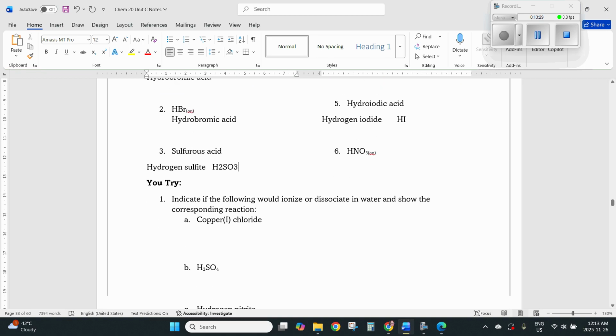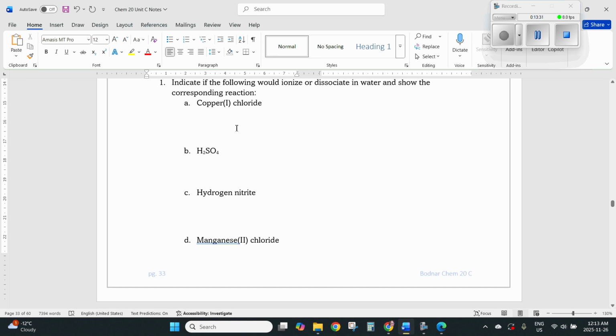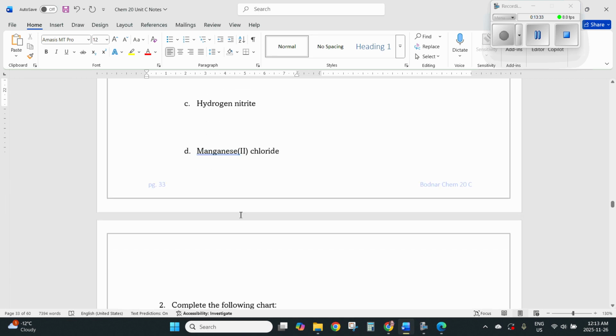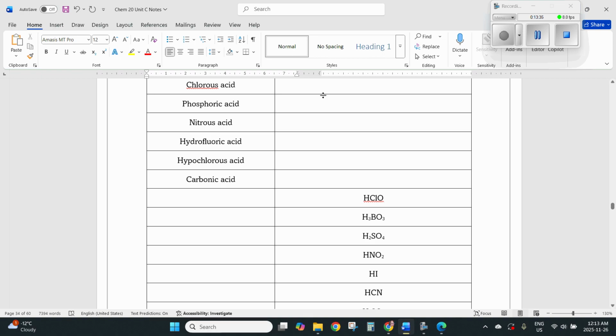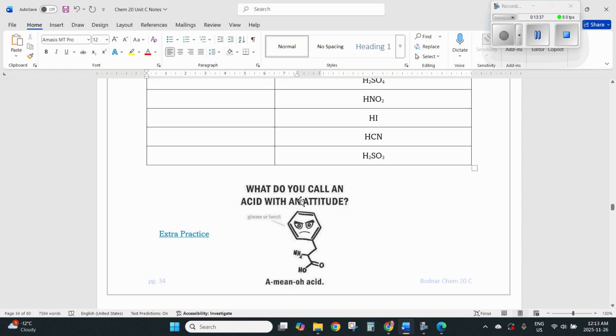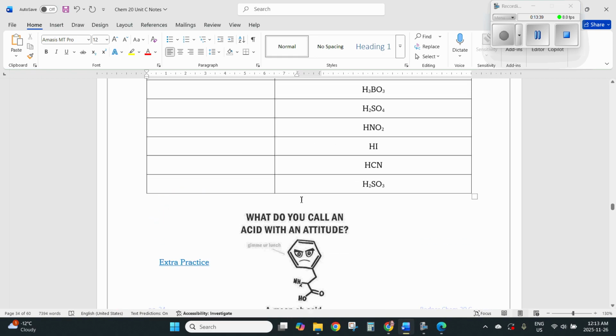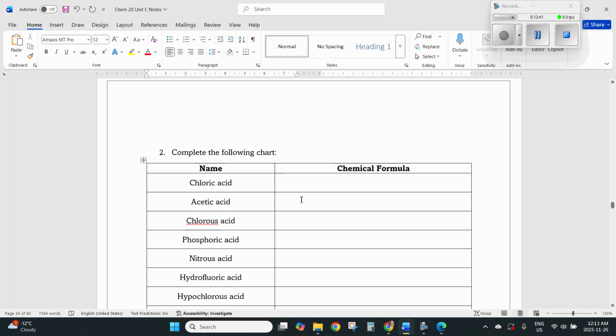You need to practice these. I will do these examples with you on Friday, but you need to have this table on page 34 attempted, and I need to see it attempted. I will do a homework check on Friday. Once you've attempted this, you can start working on your chapter assignment.